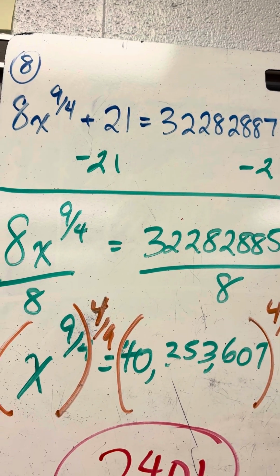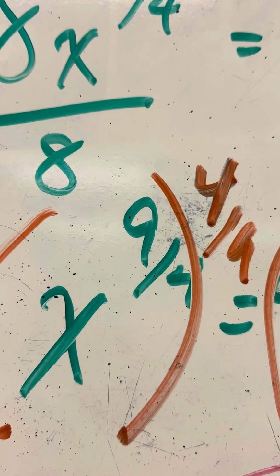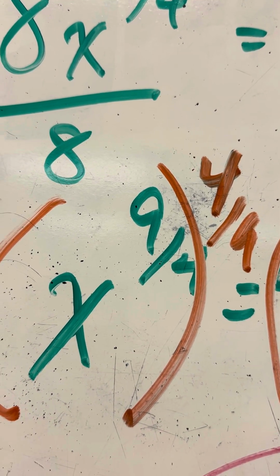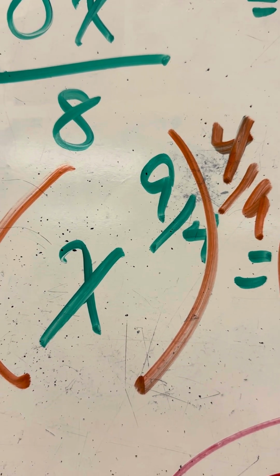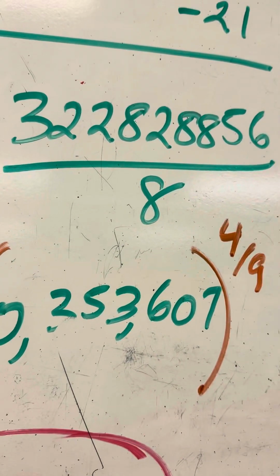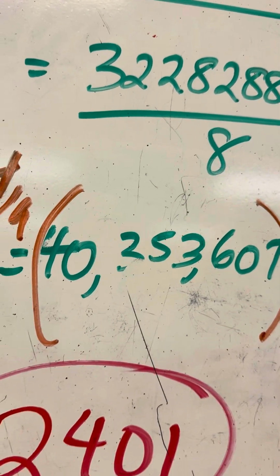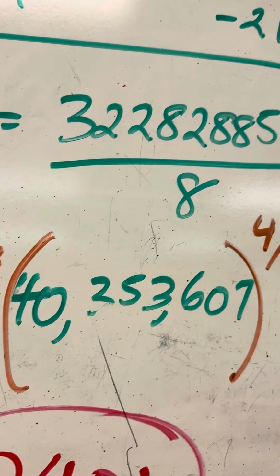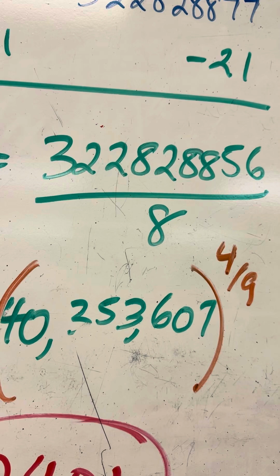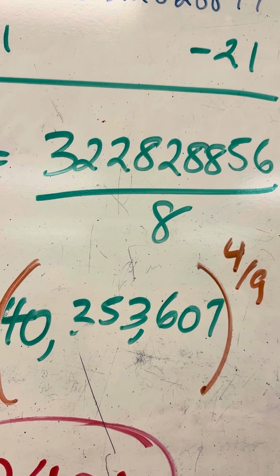40,353,607. So what you're going to do is you're going to take x to the 9/4 to the 4/9, because it'll cancel out the 9s and the 4s. Whatever you do to one side, you got to do to the other. To the 4/9. So take this number on your calculator and just hit that x to the y key and do parentheses, 4 divided by 9, close parentheses.